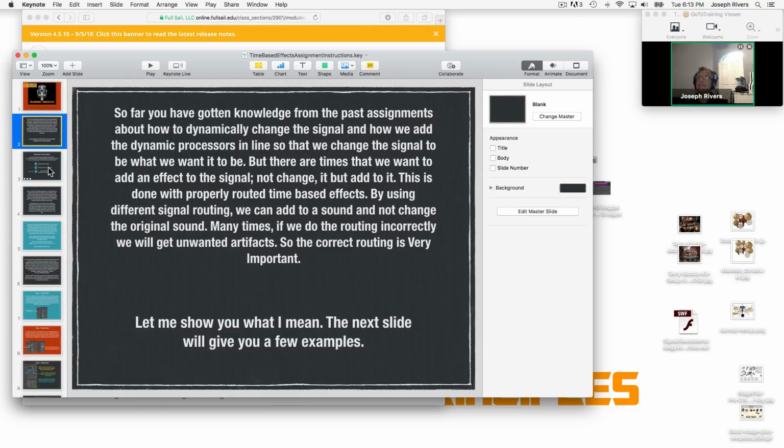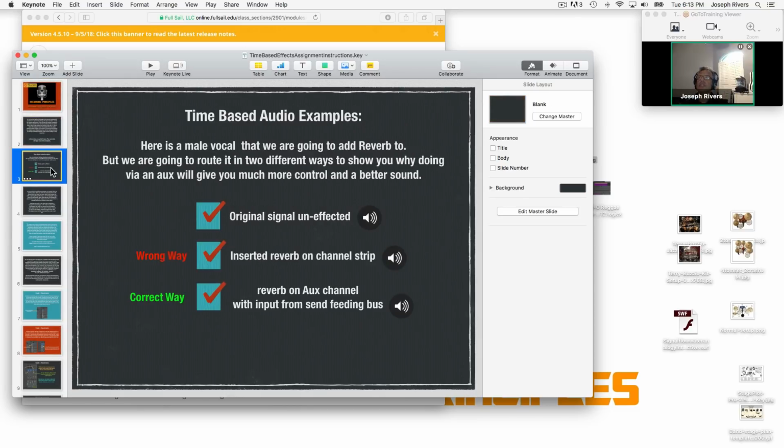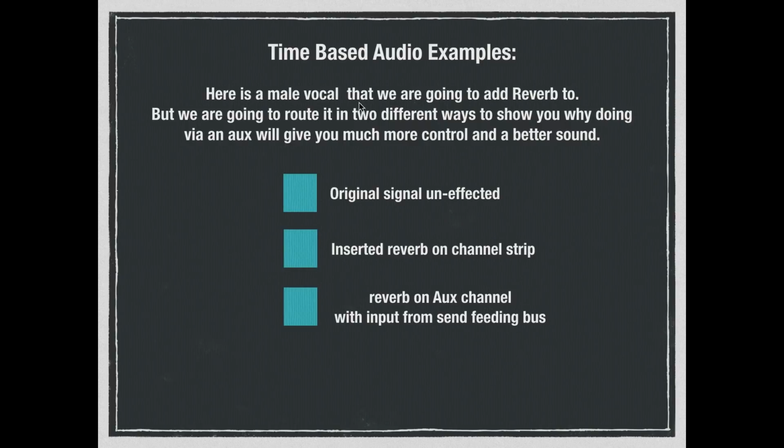But for instance, as you go through the instructions, I'm going to play these sounds for you. And here, I'll just hit play. It's the easiest way of doing it. So this is, for instance, an original signal unaffected.